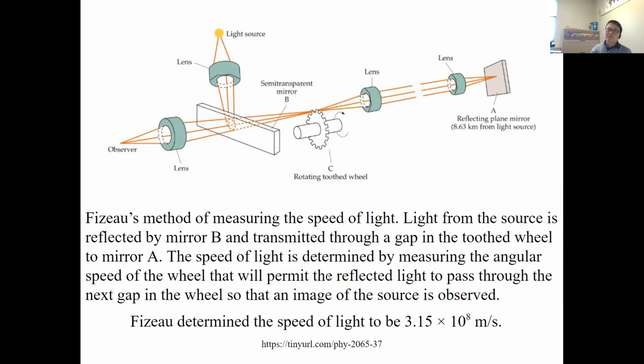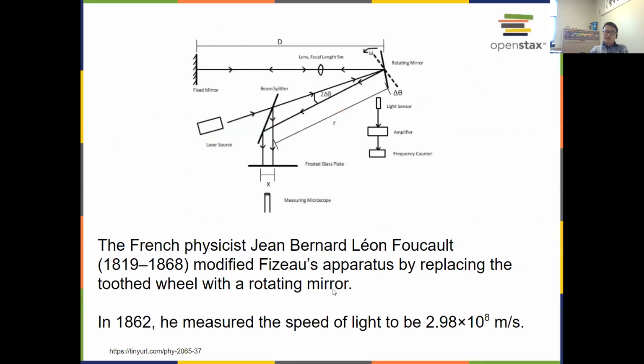The speed of light for this apparatus was determined to be 3.15 times 10 to the 8th meters per second, which is only 5% off of the accepted value of 3 times 10 to the 8th, okay? There was also a modification of the apparatus by another French physicist, who measured it to be 2.99, much closer to the 3.0 times 10 to the 8th, okay?